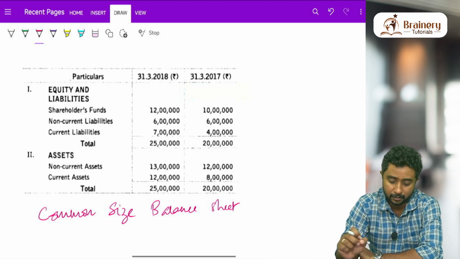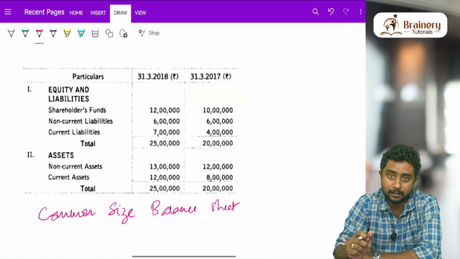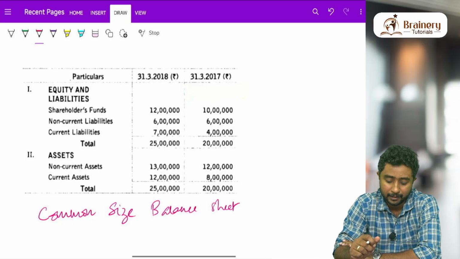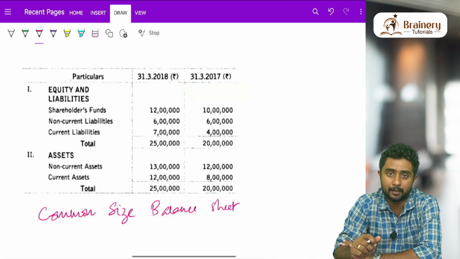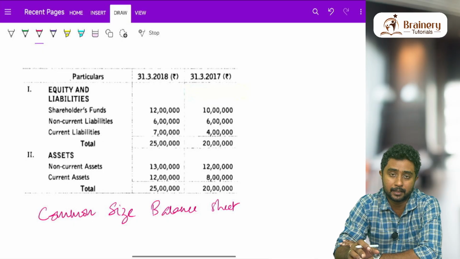This is the continuation of one of the videos that we did just recently, about the preparation of comparative and common size statements. In that video, while we were discussing the sum, I told that comparative statements can be drawn in two ways. One is comparative balance sheet and one is comparative statement of profit or loss.